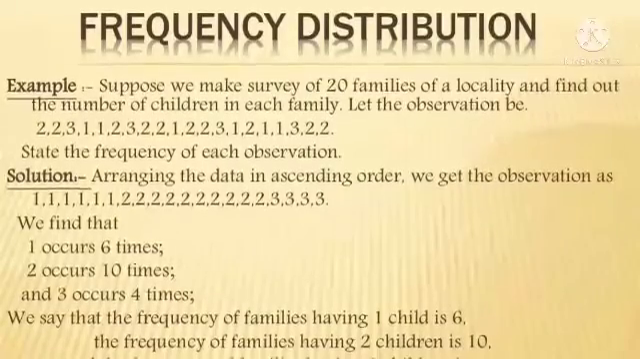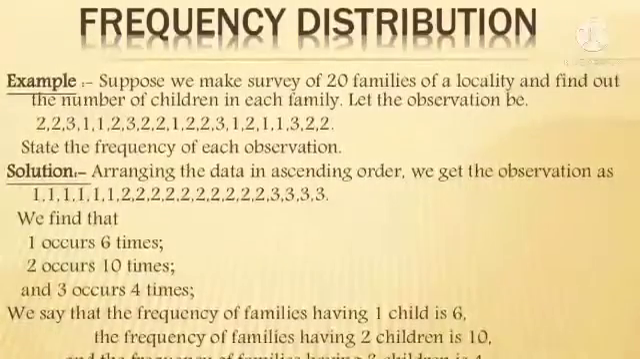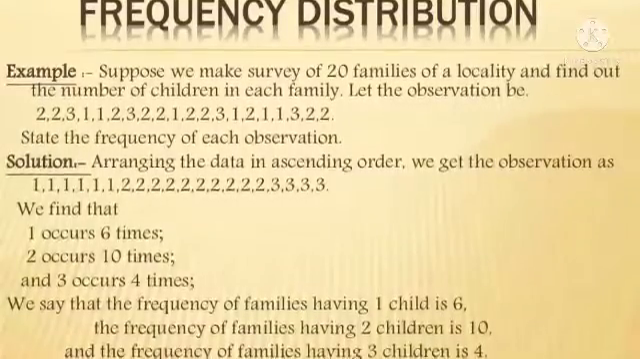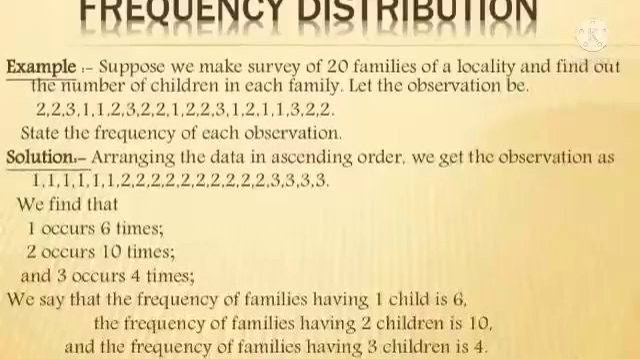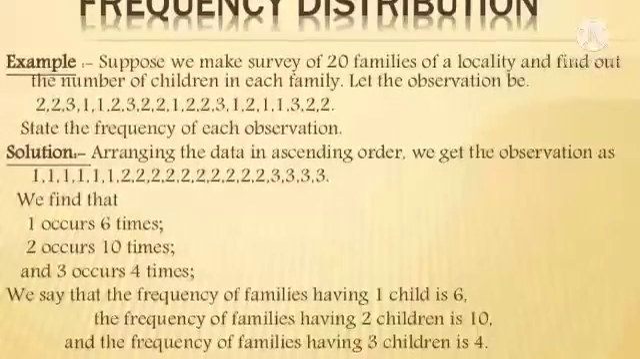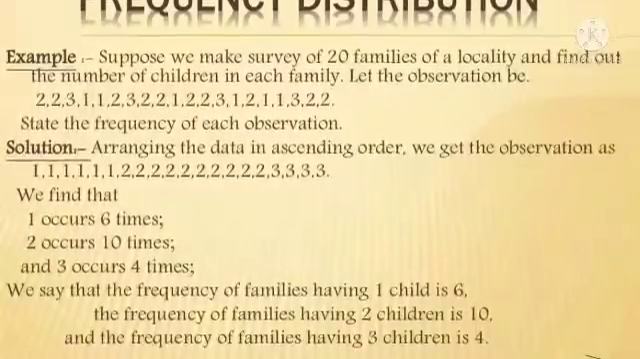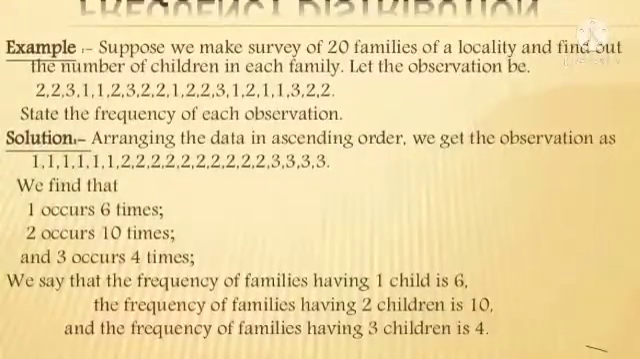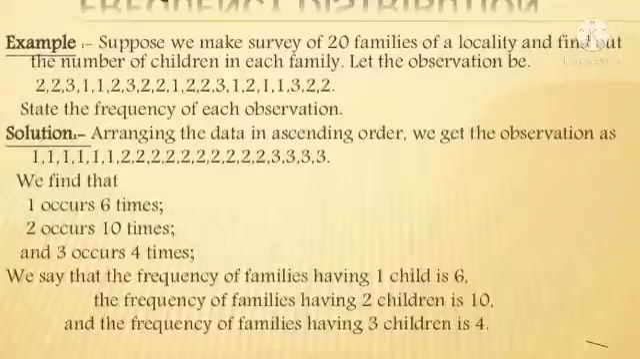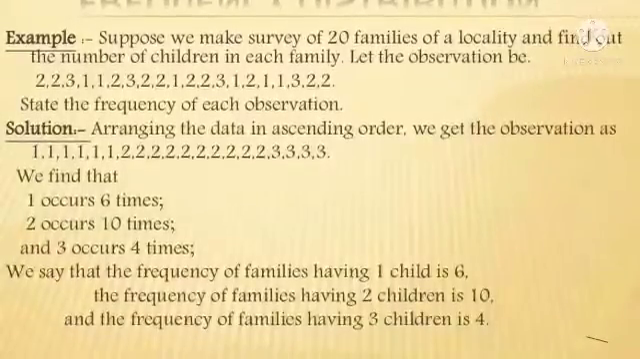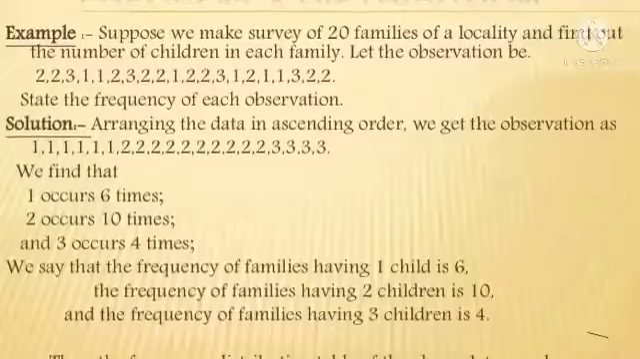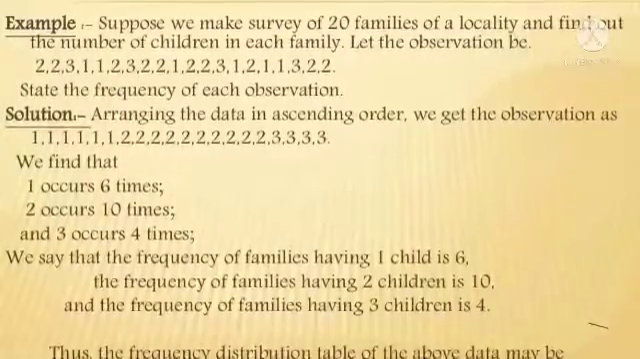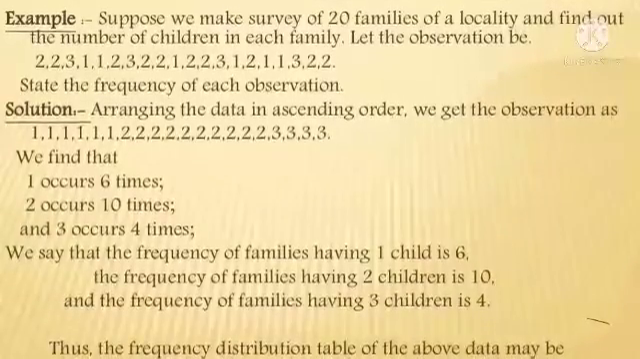Suppose we make a survey of 20 families of a locality and find out the number of children in each family. Let the observations be as shown. State the frequency of each observation. Solution. Arranging the data in ascending order, we get the observations as shown. We find that 1 occurs 6 times, 2 occurs 10 times, and 3 occurs 4 times.